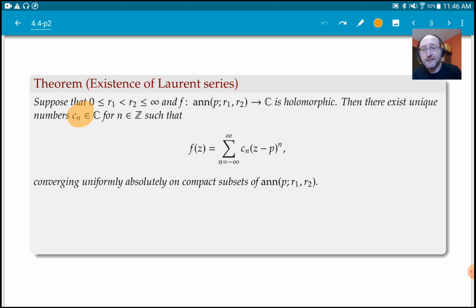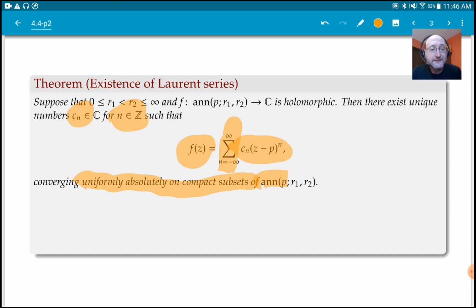So there exist these numbers Cn, now for n in, of course, all integers, so negative integers, positive integers. And we have this double infinite series. That's the Laurent series, and it converges to f uniformly, absolutely on compact subsets of this annulus. So just like power series, but now with the negative coefficients added.